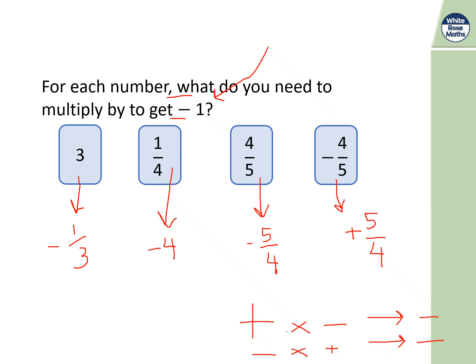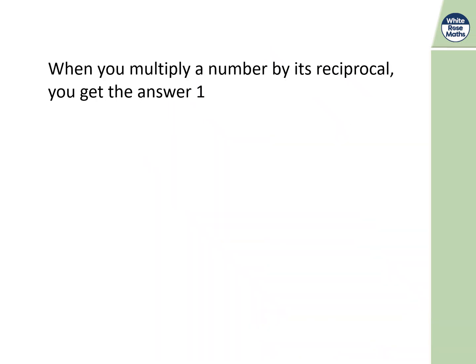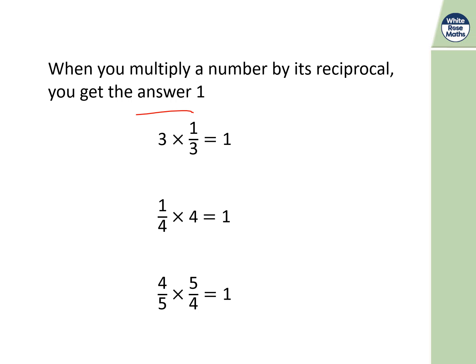Well done if you got any of those. When you multiply a number by its reciprocal, you always get the answer 1. That is actually true, but let's test it out. 3 times a third gives you 3/3, which is 1. 1/4 times 4 is 1. 4/5 times 5/4 is 1. If you're unsure, let's just work it out. Multiplying fractions, you multiply top by top. So 4 times 5 makes 20, over 5 times 4 makes 20. Remember that multiplication is commutative, so 4 times 5 is the same as 5 times 4. We get 20 over 20. Anything over itself is just 1.